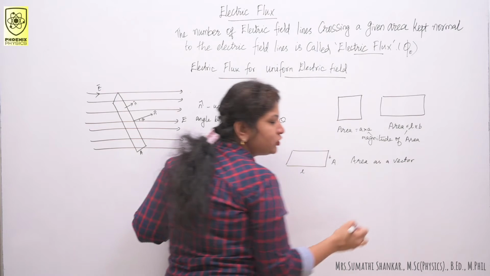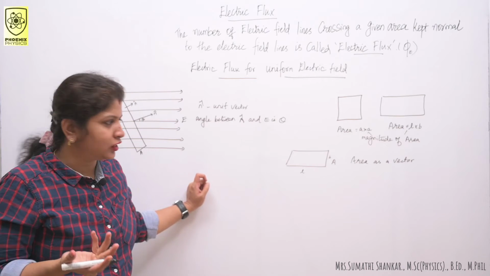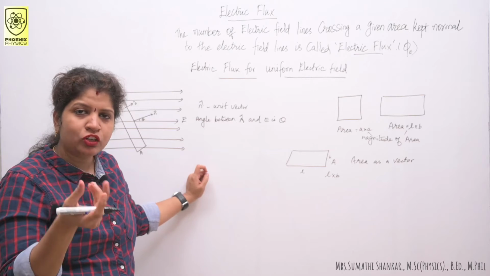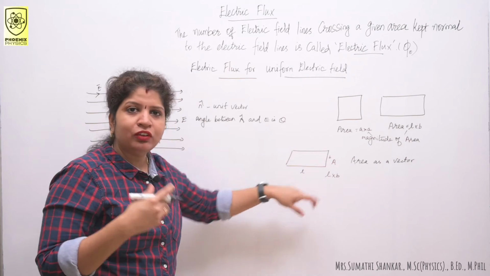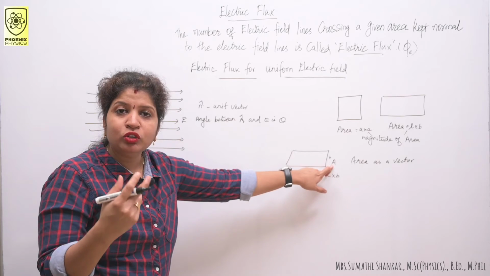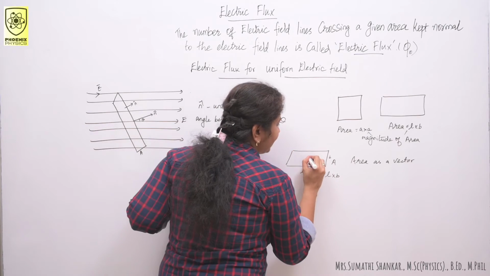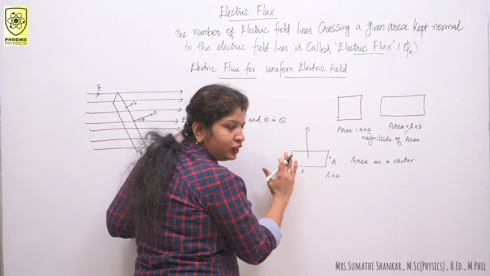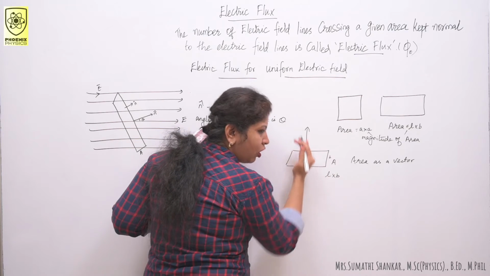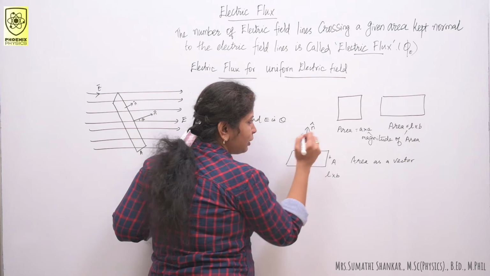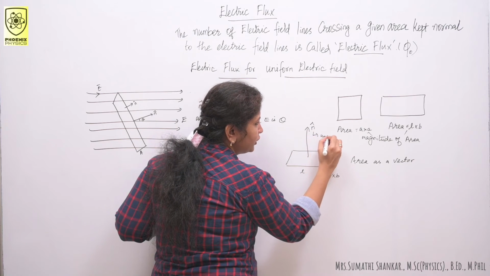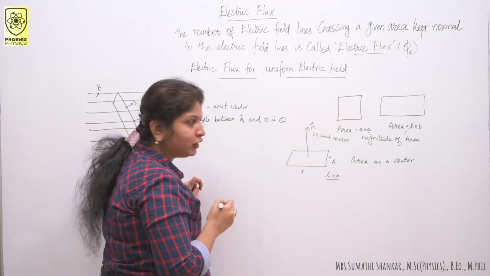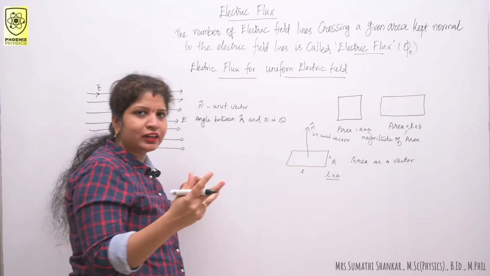If it is a vector, it has magnitude as well as direction. So l into b will give the magnitude value. What is magnitude? Magnitude means number. Then what about the direction? You draw one line perpendicular to the surface. So this is the surface, right? So draw one line perpendicular or normal to the surface, that is n cap. This is nothing but unit vector. Now this l into b will give the magnitude value, this n cap will give the direction.